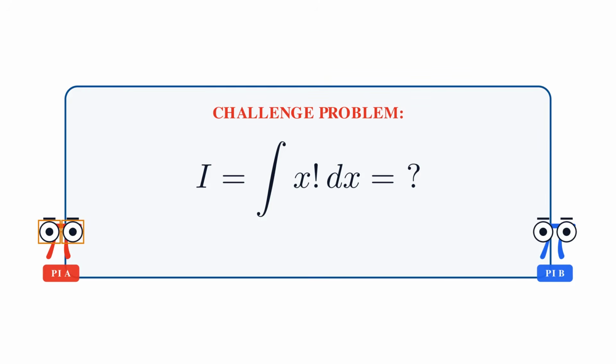Pi A gives this problem to solve. Evaluate the integral of x factorial dx. Can you solve it before Pi A? If you can, pause and try. Now let's see the complete mathematical solution of Pi B.